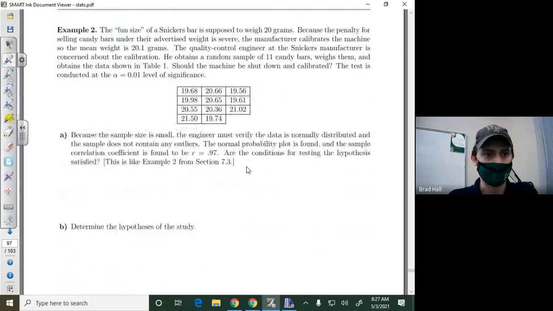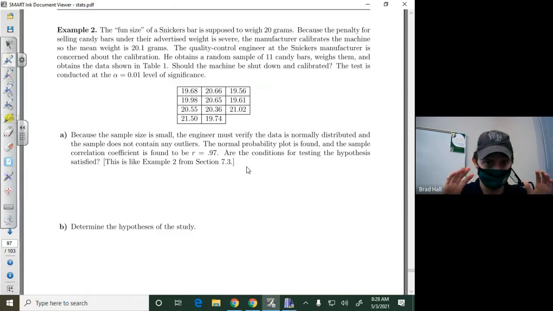So let's go down to example 2. Here's one where we have a data set. There's a particular type of Snickers bar. Controversial opinion, Snickers are not very good, but that's beside the point. They're supposed to weigh 20 grams, and there are regulations in various places that if you do not produce a product as advertised, you get penalized for it. So they definitely want to produce these candy bars over 20 grams.